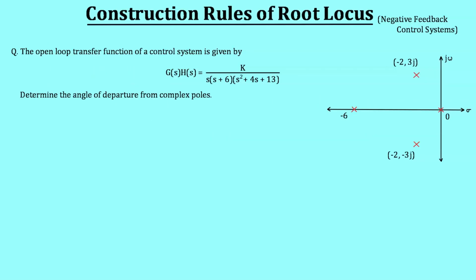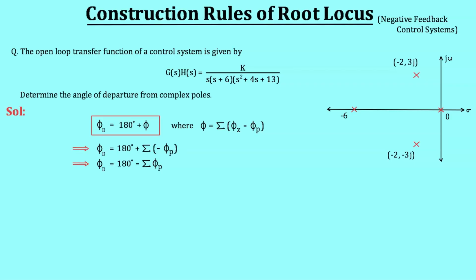Now, let us try to solve a very simple question where we have to simply find the angle of departure from the complex poles. We already know the formula: angle of departure is equal to 180 degree plus the net angle contribution from all the other open loop poles and zeros. First, we will consider the complex pole minus 2, 3j.